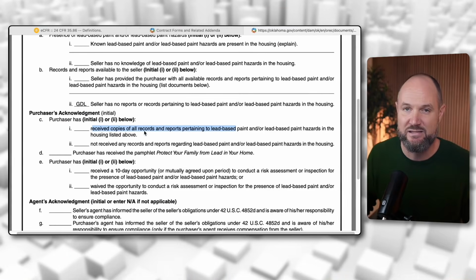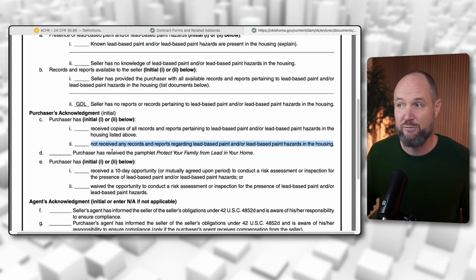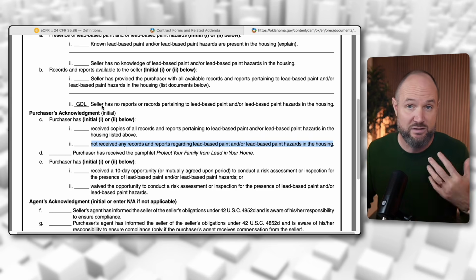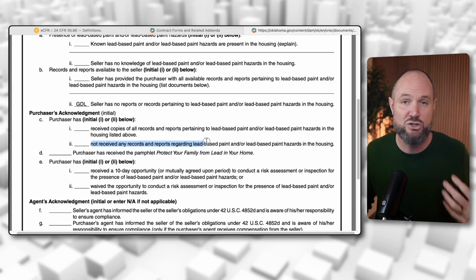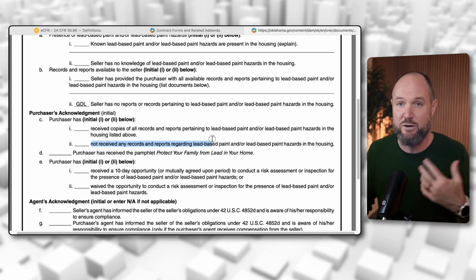Well, it's cleared up now because the change adds in a second option where the purchaser can now acknowledge that they have not received any records and reports regarding lead-based paint. So this is great. The seller, first of all, is typically going to say, hey, I don't have any reports. And now the purchaser can come back in and say, yeah, I've not received anything.